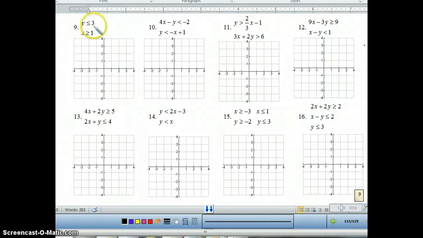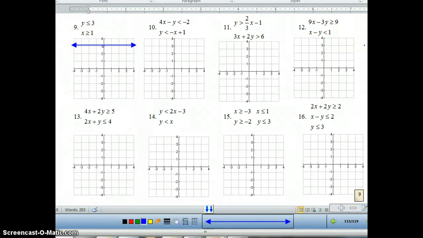y is less than or equal to 3. Remember, if I was asking you in class to hold your arm up and say, what does the line y equals 3 look like? You should put your arm up, and it should be a horizontal line through 3, and it should be a solid line because it's less than or equal to. So I'm going to go up here to 3, draw a dot, and draw a solid line through 3, okay? Those are very easy to shade.